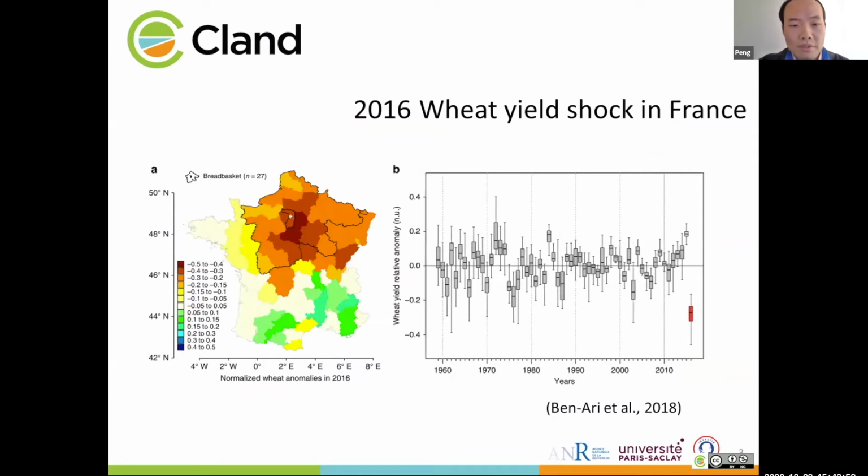Here is a study that shows a good example of identifying the climate drivers of wheat yield shock in Europe. This year, there was a very severe yield shock in French wheat. We can see most of the yield has dropped to a very low level. But most process-based models can't forecast these yield shock events. This study uses a statistical model trained with the yield shock events, and the statistical model shows better performance than the process-based model.